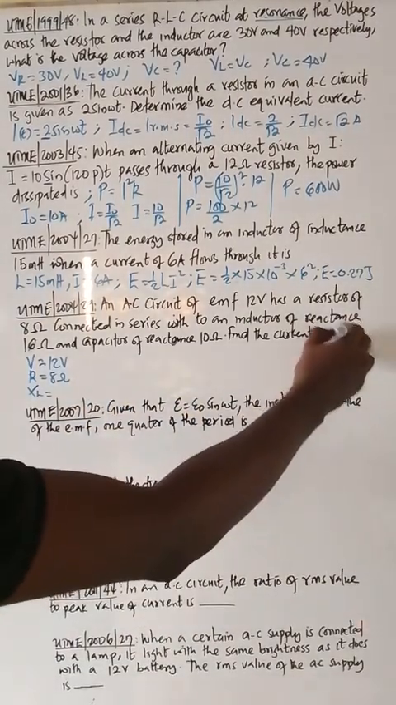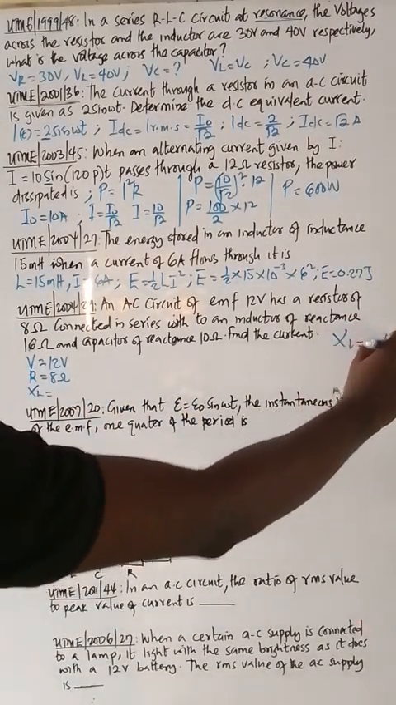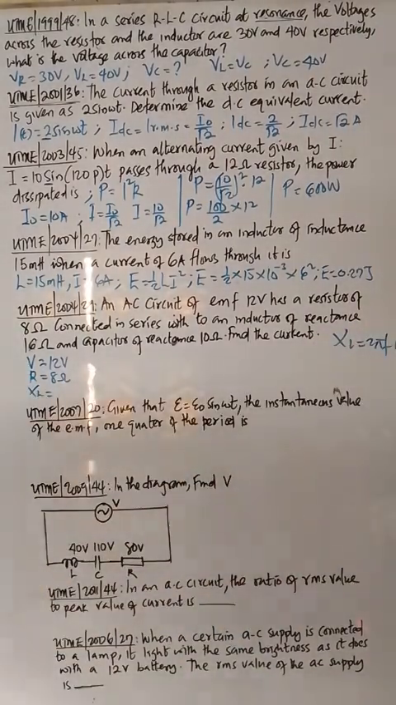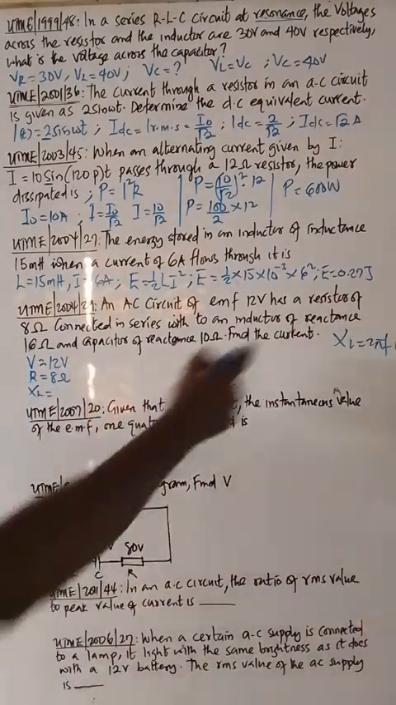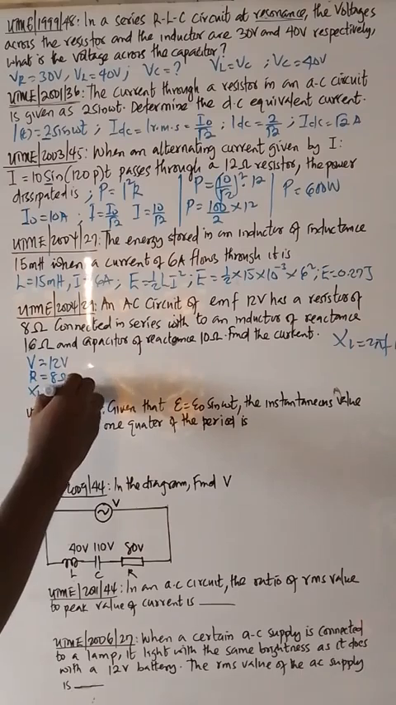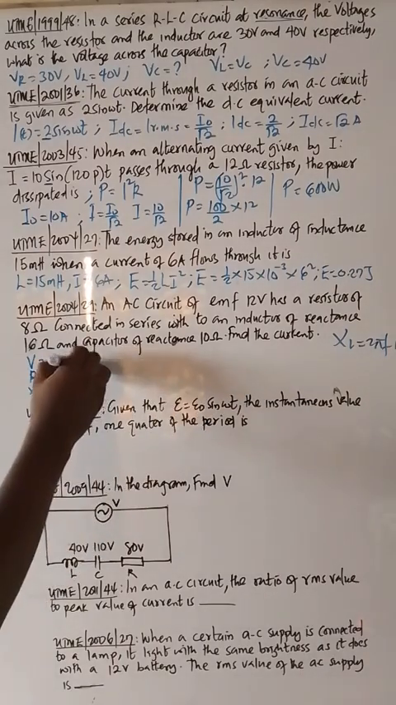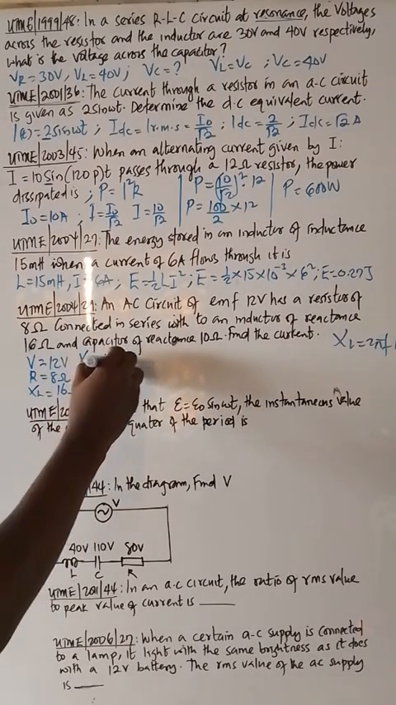So you have to go and get XL, which is 2 pi Fn. In that case, they will give us frequency. But they made the question easy already. We are given the inductive reactance as 16 ohms, and capacitive reactance, XC, as 10 ohms.